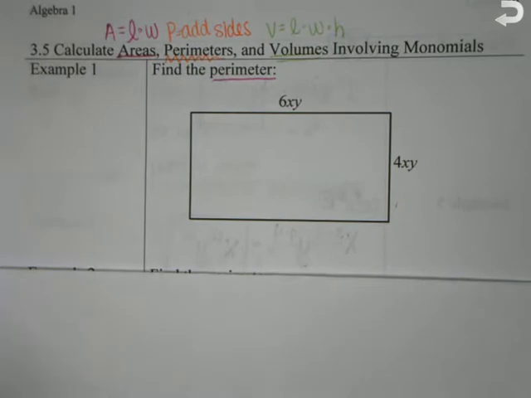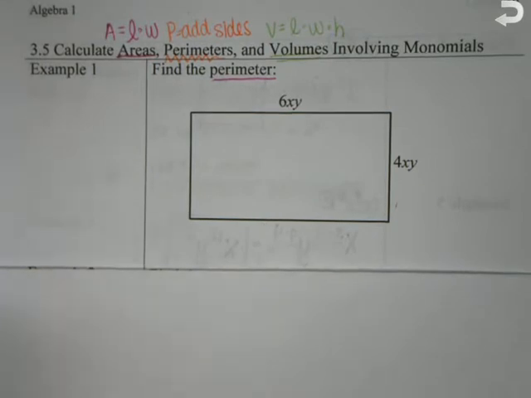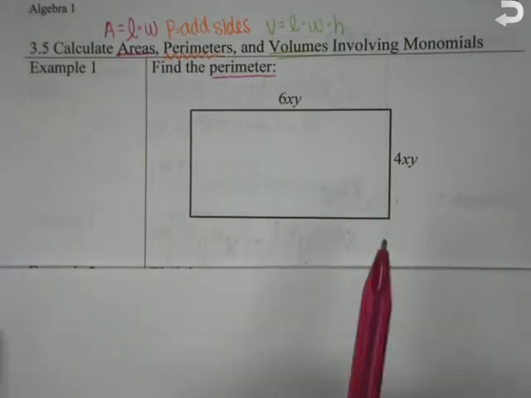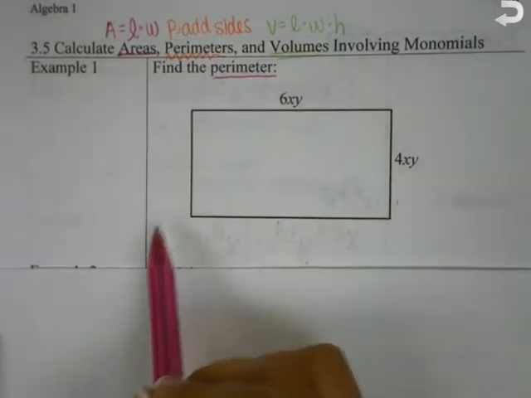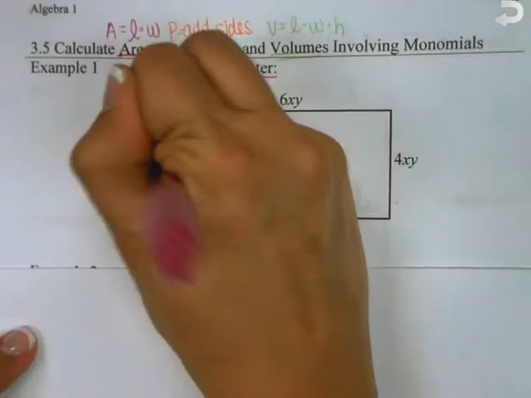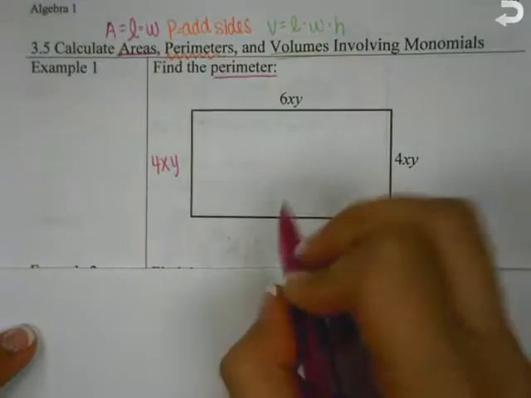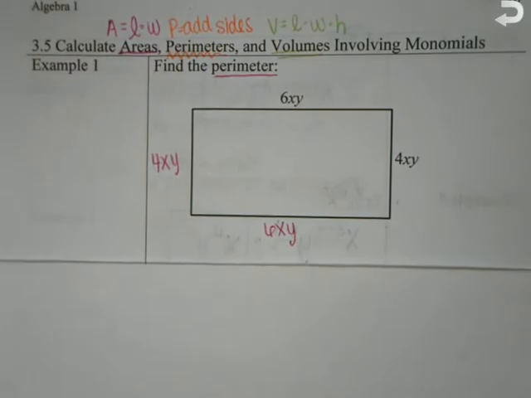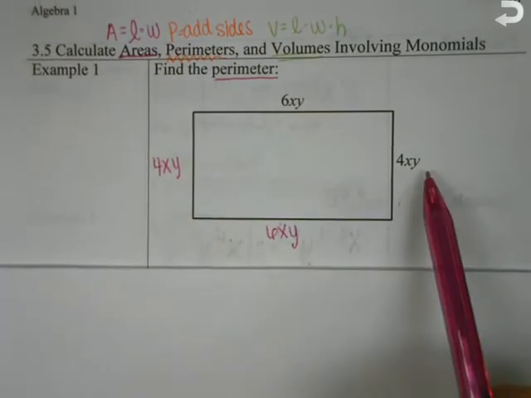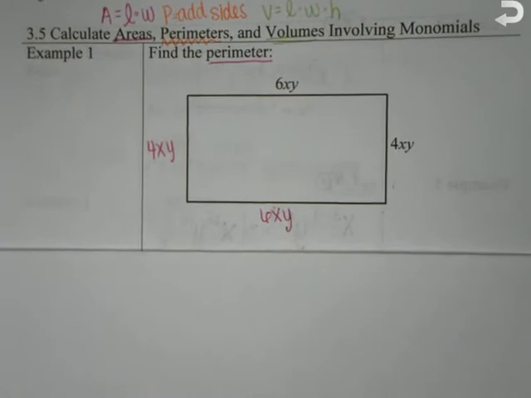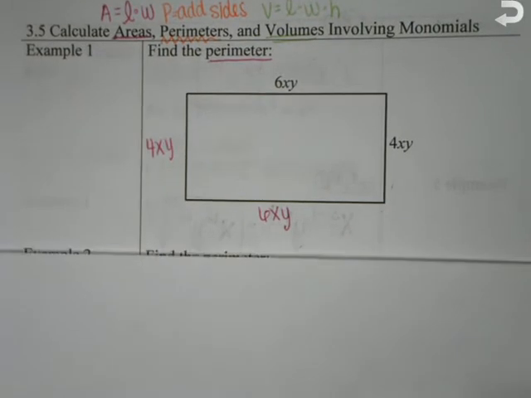Alright, so if I am looking for the perimeter, first I need to fill in my missing sides. What's this side length, Marcus? 4xy. And what's this one? 6xy. Now, we have two options here, right? I can either add 4xy plus 6xy plus 4xy plus 6xy, or does anybody have another idea of what I could do? Aaliyah?